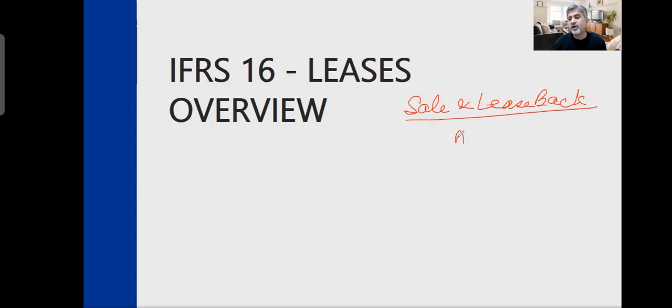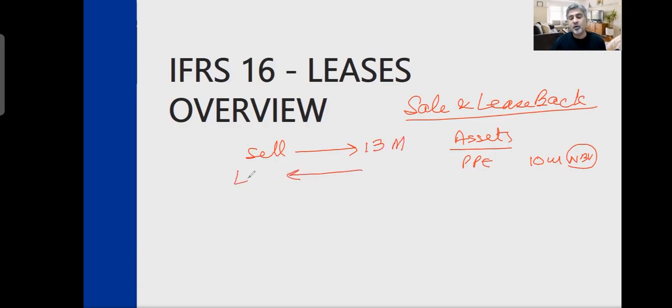On your balance sheet, you've got your assets. Maybe you have some PPE, and the value of your PPE is 10 million. This is the net book value. What you do is sell this asset for 13 million, and then you get it back again on a lease. You don't have any intention of actually giving up the asset, because the asset is still used by your business.